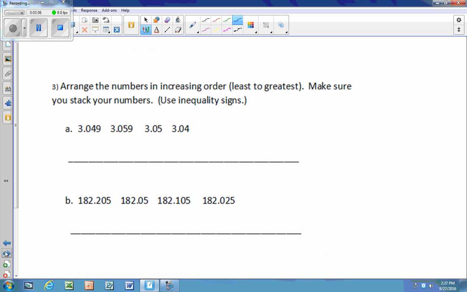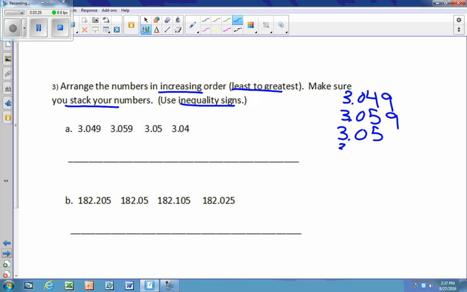In addition, you might be doing tonight some placing things in order of decreasing or increasing order. So when we're increasing, it tells us that we're going least to greatest. We must stack and we must use inequality symbols. So for my example, I'm going to stack them all over here, lining them up by their place values. Anything that has an empty spot in a place value, I'm going to fill in with a 0. So we're missing a hundredths place and a hundredths place.